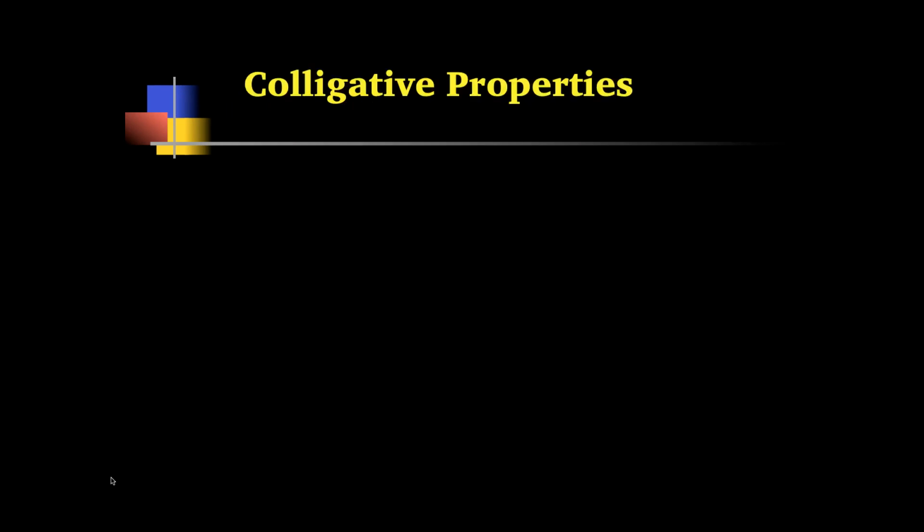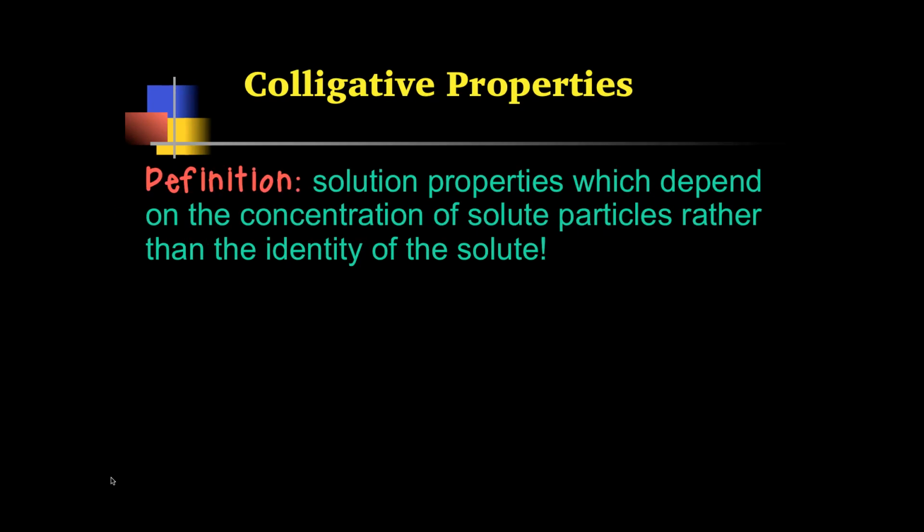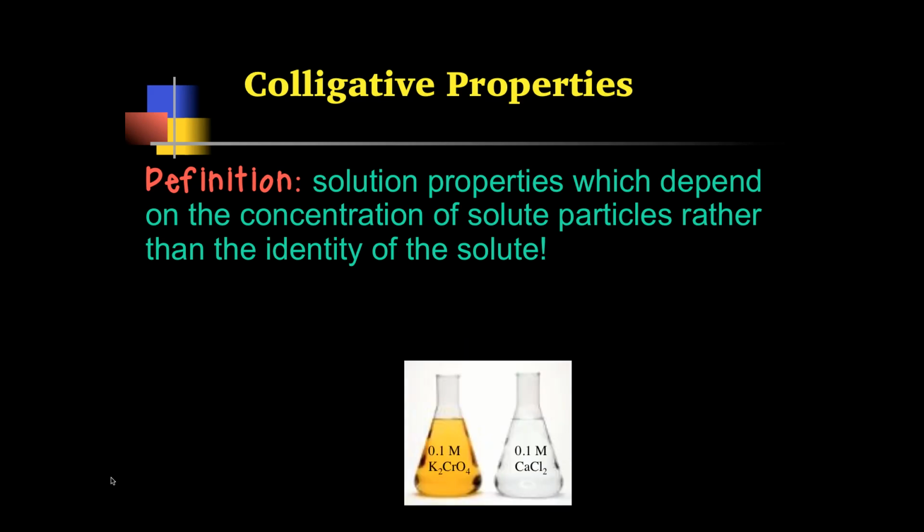So what we're learning about today collectively is known as colligative properties. The definition of that is properties of a solution which depend on the concentration rather than just the identity of it. So that's kind of a new sort of thing. For example, if we have two solutions, one of them is potassium chromate and the other one is calcium chloride, the idea is if they're both the same molarity, they would have the exact same colligative properties, the things we're going to focus on today.